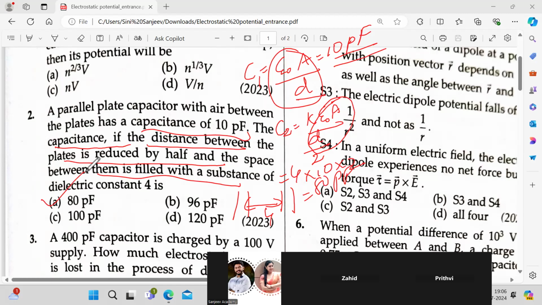Is it easy? Just substituting what is epsilon naught A by D. C is equal to epsilon naught A by D. Is it easy now? So if you know this, hardly 20 to 30 seconds it will take.